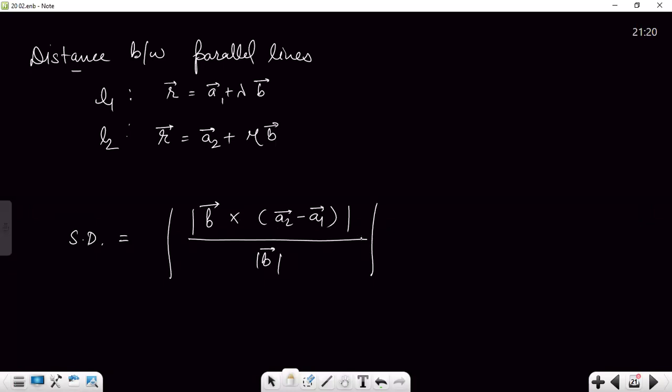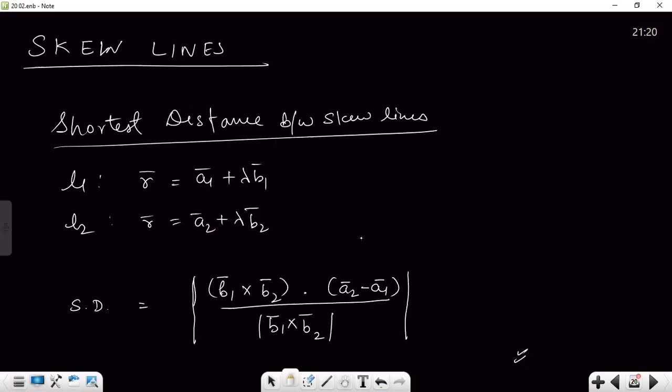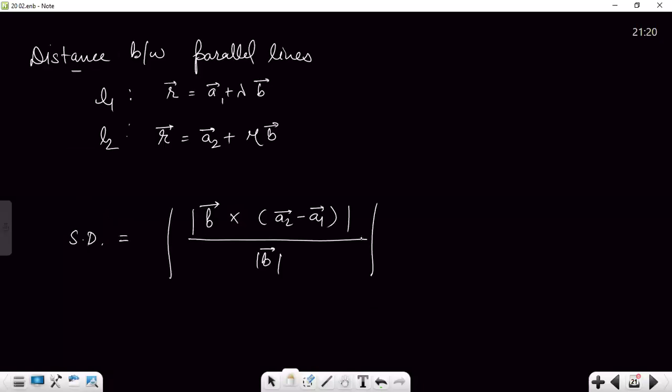That's the shortest distance formula for two parallel lines, and that's the shortest distance formula for two skew lines. You have to memorize it. If the equation of straight lines are given in the Cartesian form, then first convert them back into the vector form and then apply this formula.